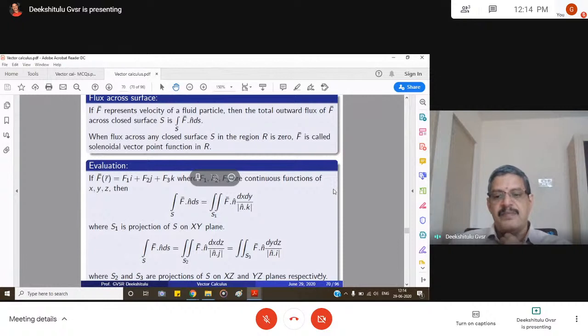This slide is very, very important. If you want to do problems in surface integrals, Stokes theorem and other things, this slide is very important.